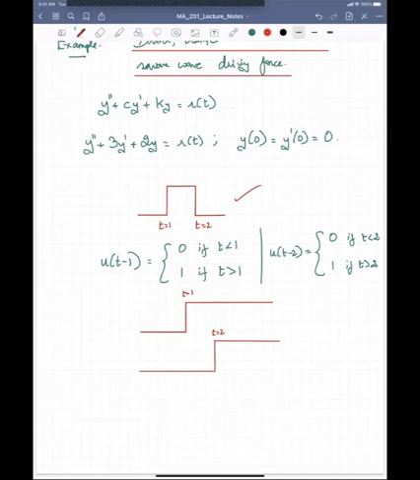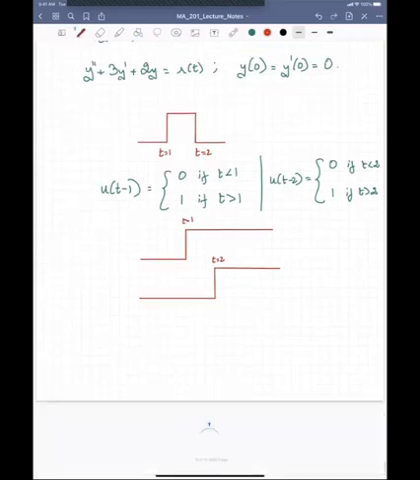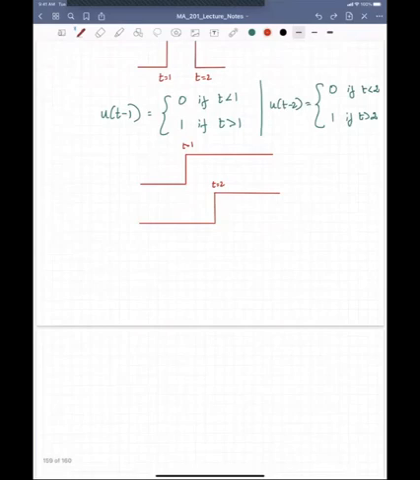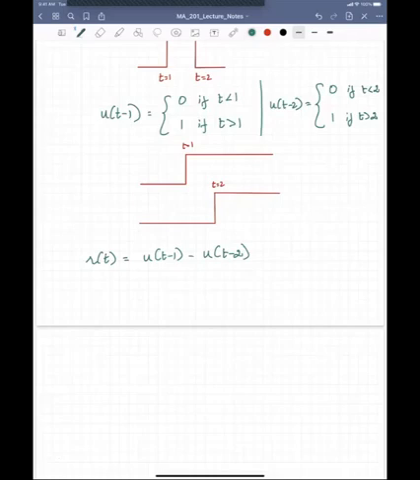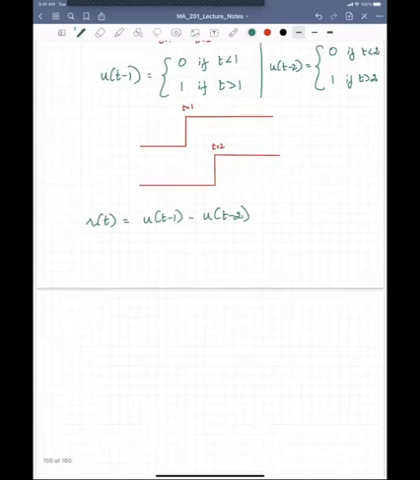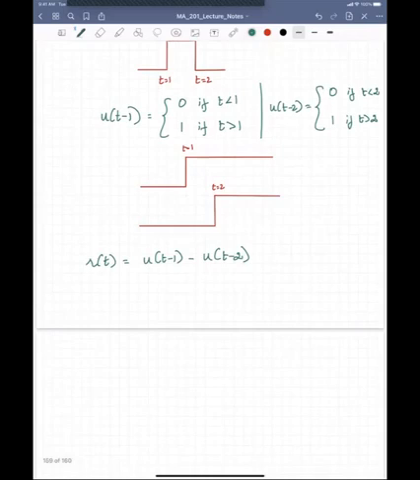The way I will do this is by marrying these two step functions in a linear form. So suppose I construct something like this. Let me call this R of t because I know this is the answer, but I will explain why this is the answer: u of t minus 1 minus u of t minus 2. Okay. What does this mean? Well, let us investigate what this function is for all values of t.